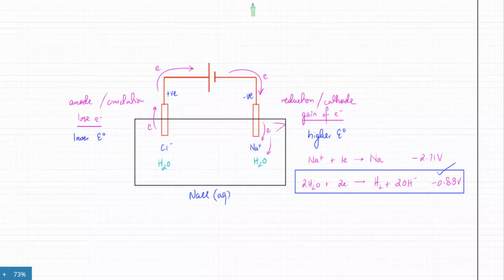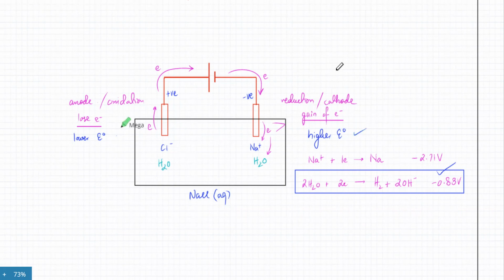For gaining electrons, we're all going in the forward direction. So they were going to gain electrons. And so it was minus 0.83 volts. The higher one wants to gain electrons, so we searched for the higher one and we found that route.